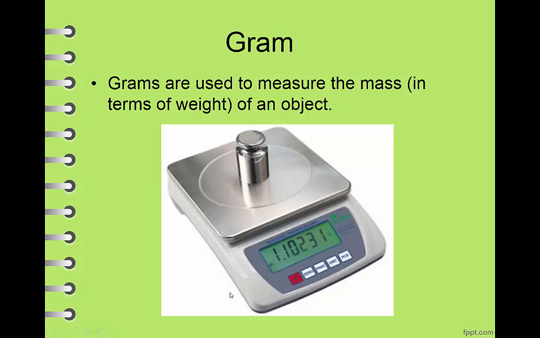The gram is used to measure mass, and we measure mass on Earth in terms of weight. So when we put something on a balance, we say it weighs a certain amount. What we're doing is determining the mass of that object, the amount of stuff in that object based on gravitational pull.